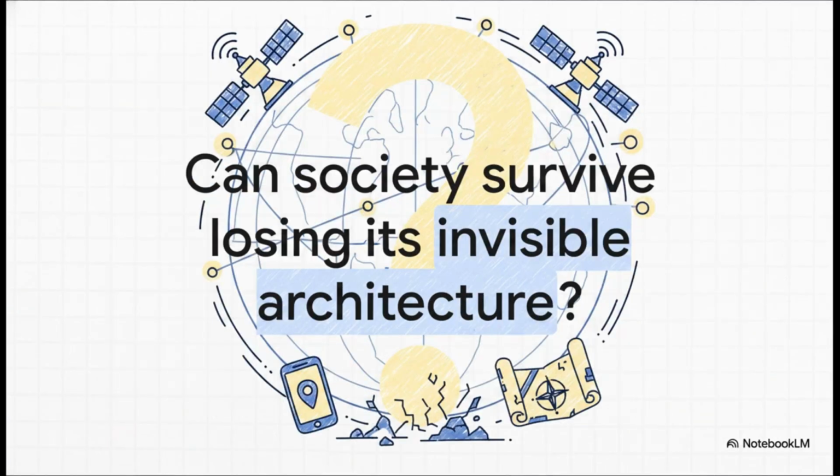So the next time you're looking at a map, or you just quickly check your phone's location, take a second to remember the sheer scale of the geodetic grid running quietly in the background. It is an absolute masterpiece of human ingenuity. It turned a wild, spinning rock into a synchronized, functioning global community. And I want to leave you with this final thought to ponder. Given how deeply interconnected our world is, just how vulnerable are we? How would we possibly survive the loss of our invisible architecture?